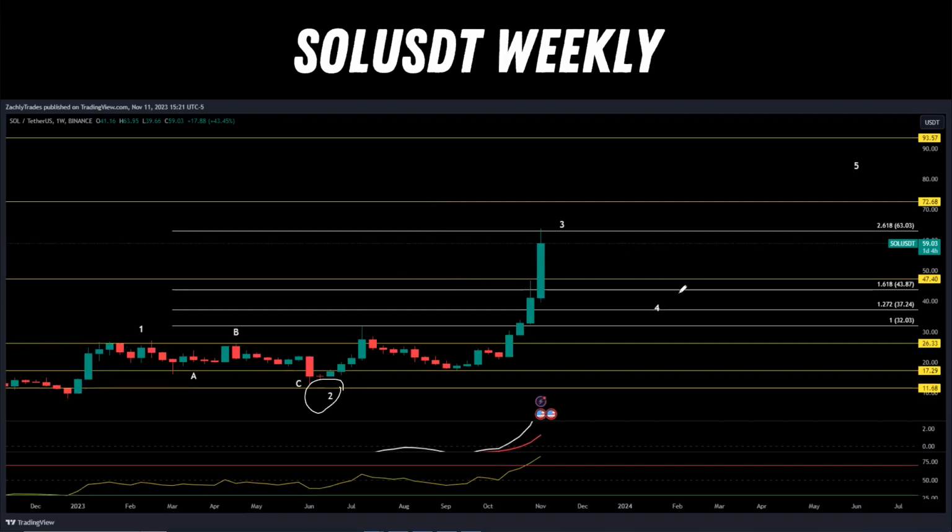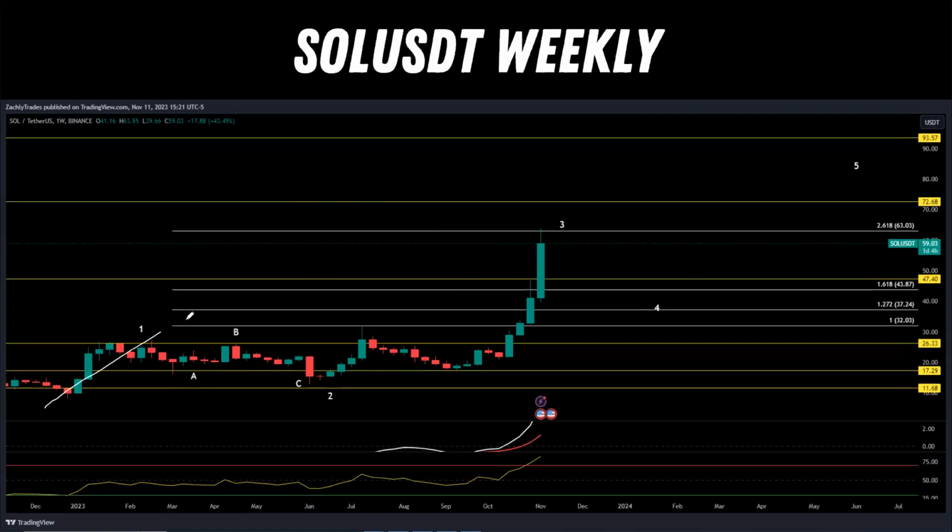Now, your wave two and your wave fours are typically known as a three-wave correction known as an ABC, right? And so you can see here that we got an A wave down, a B wave up, and then a C wave down where we created lower lows. And then we started another rally and actually created new highs. That was the process for our wave three.